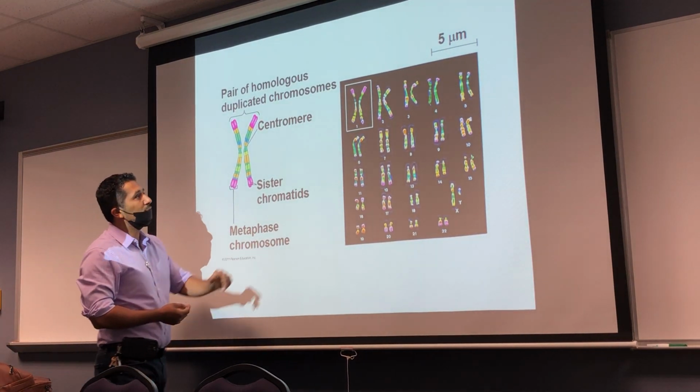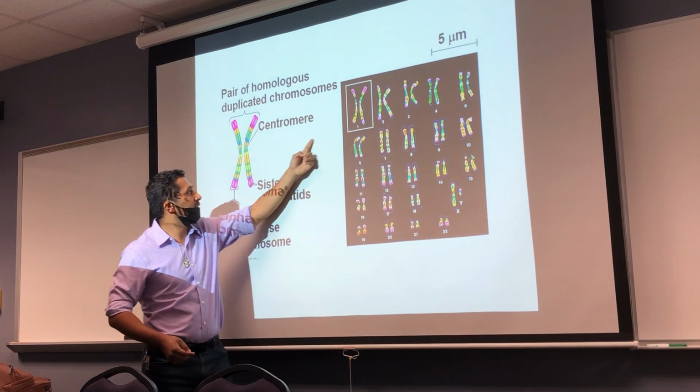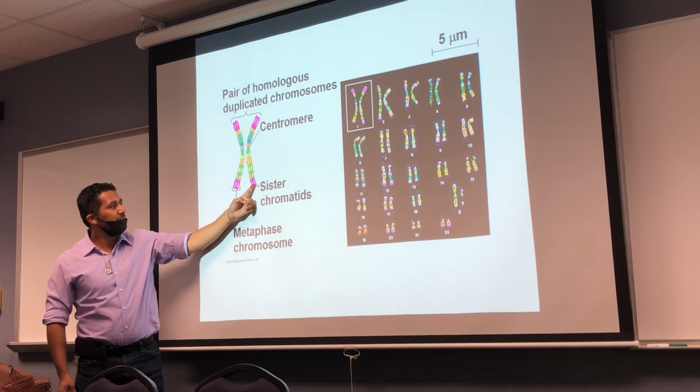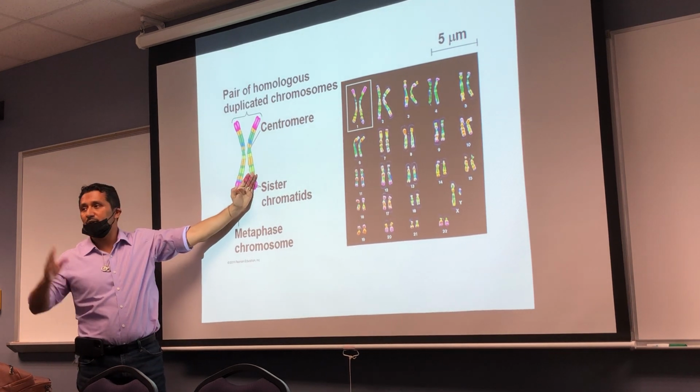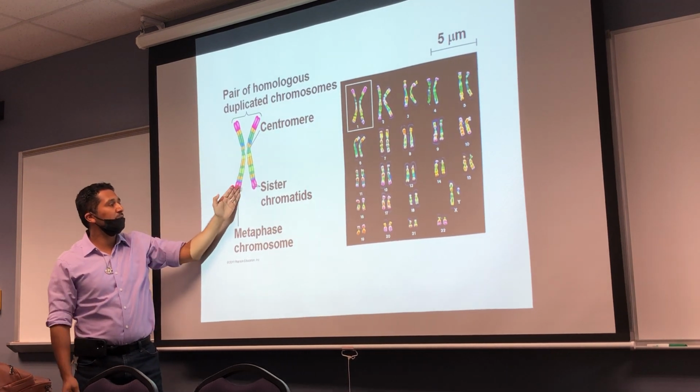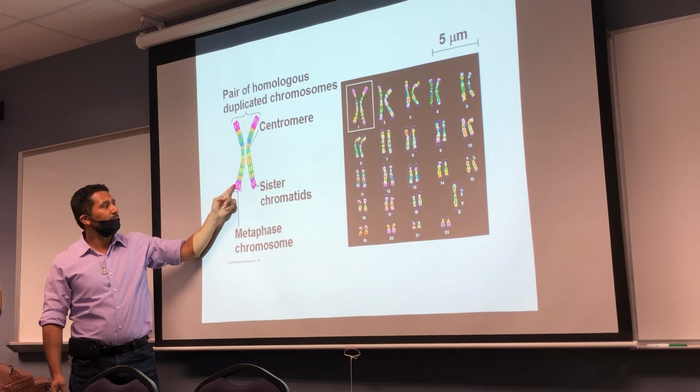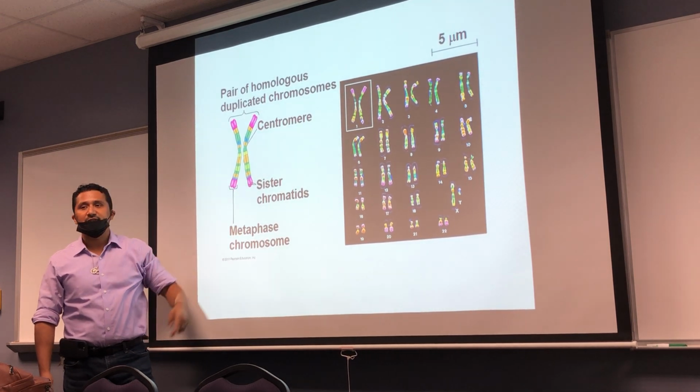Also, it tells you right here, if you zoom in, then you will see this. You will see the sister chromatids. If you see sister chromatids, this is one chromosome, the one that comes from your dad. This is another chromosome, the one that comes from your mom. What you see here, those are sister chromatids.